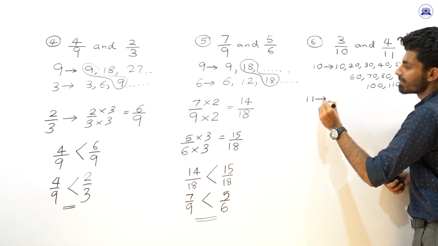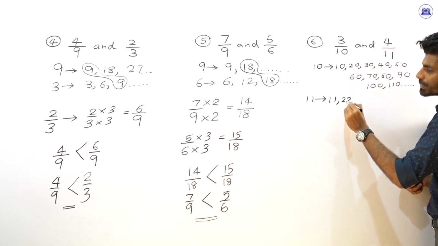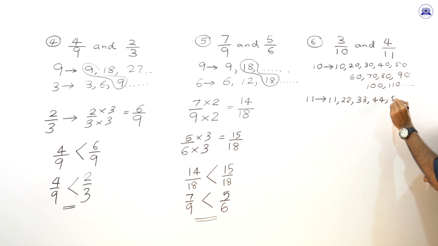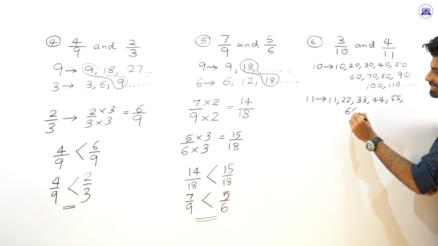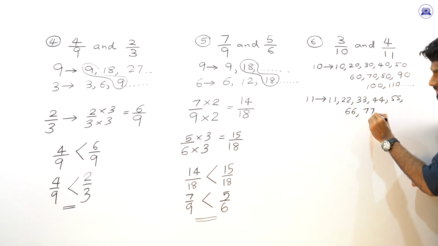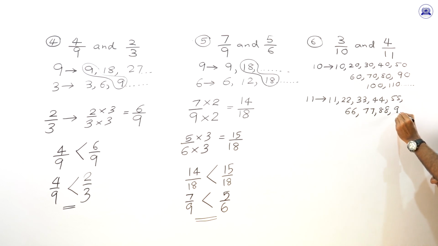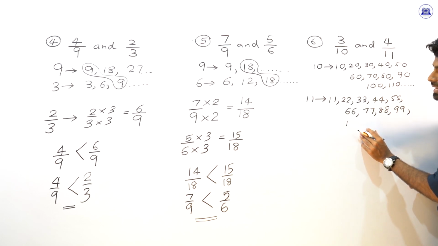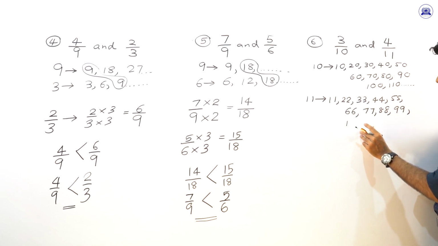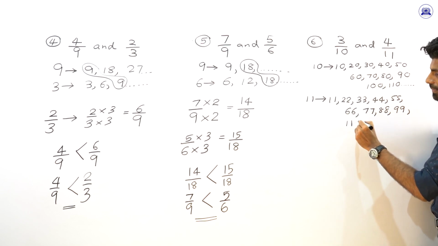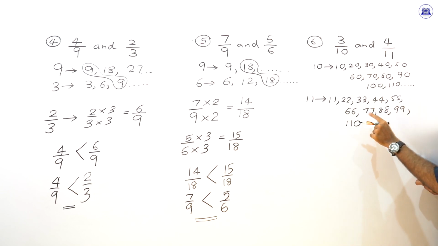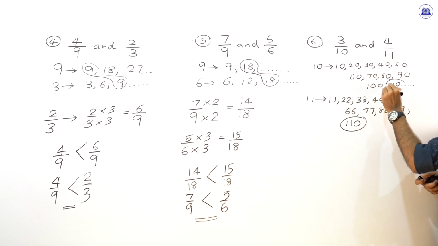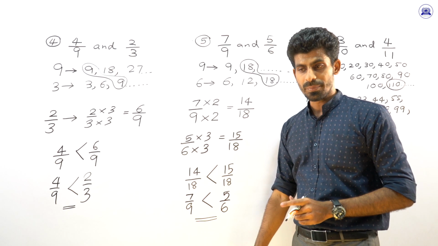I'm just taking the 11, 22, 33, 44, 55, 66, 77, 88, 99, and yes, right? So 99, so into 10, 110. Then you can see the first common value is the 110. 110 is the first common value, right?